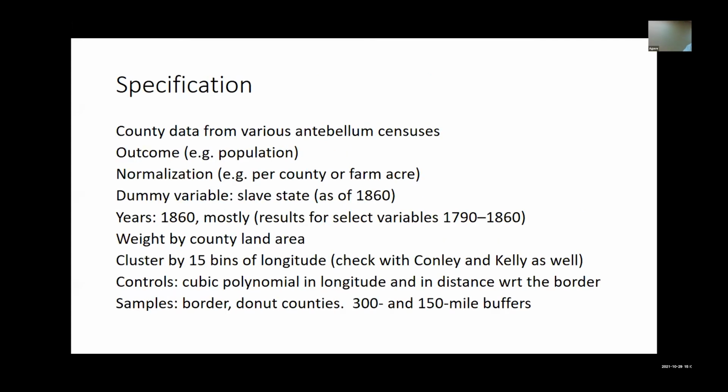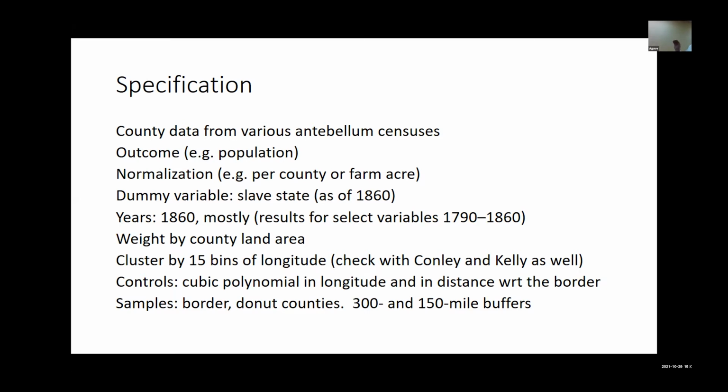Okay, so we run a whole series of specifications using county-level data principally from the antebellum censuses. We look at myriad outcomes, population and so on. We're going to normalize by the size of the county or by farm acre. We're going to contrast the slave and free states as of 1860. We are going to mostly look around 1860, but sometimes go earlier. We don't do a lot of stuff later because we don't want to be too contaminated by what happens afterward. We're going to weight by county area. We're going to try to deal with issues with spatial econometrics and make sure that we're all passing the test that Kelly has put for us. They'll control.